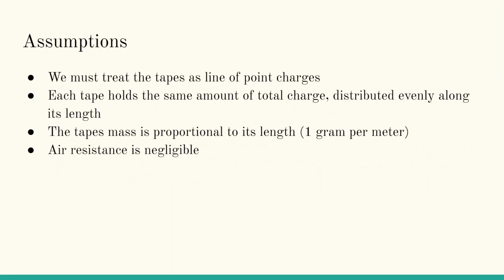The assumptions that we have to make for this lab are as follows. First, we must treat the tapes as a line of point charges. Then, we must assume that each tape holds the same amount of total charge distributed evenly along its length. The tape's mass is proportional to its length, 1 gram per meter, which we're going to use in order to determine the mass of our tape. And finally, the last assumption is that air resistance is negligible.